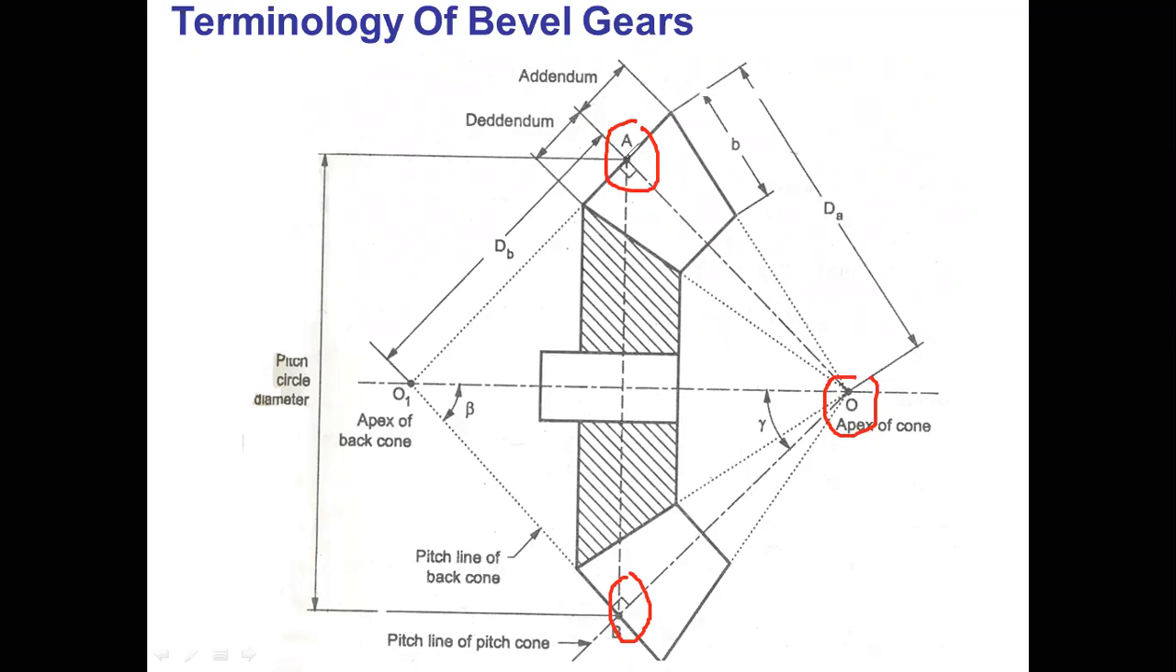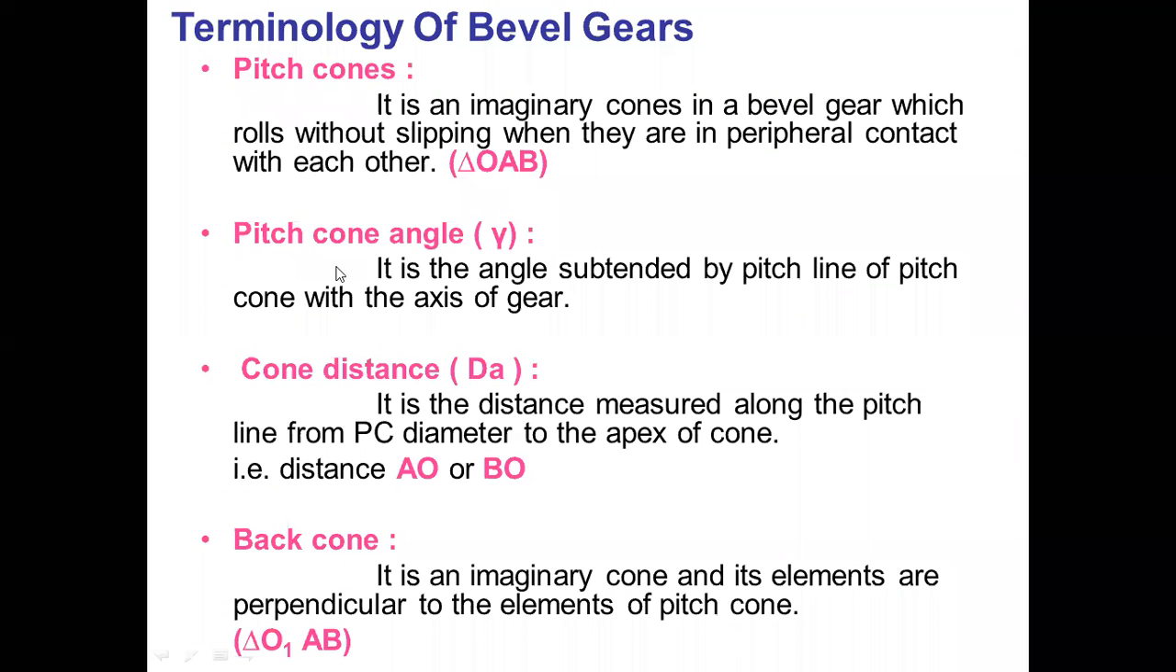Means if we take the center of this pitch circle and draw a line, and this is another line, which meet at the point O, then this triangle OAB is called the pitch cone. Okay, this is the first terminology. The second terminology is the pitch angle. It is the angle subtended by a pitch line of the pitch cone with the axis of the gear.